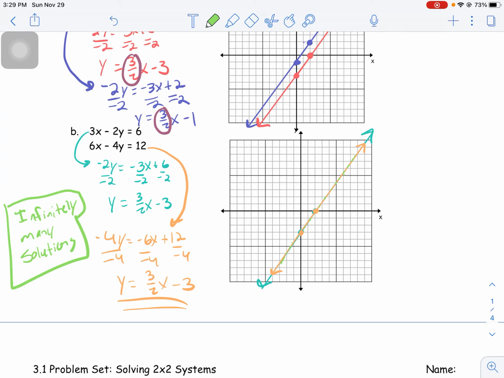Okay? One thing that gets tricky and some people want to say is they want to say all real numbers, but technically we can't say that, right? If we said all real numbers, that would say that 0, 1 is a solution, but if we go to 0, 1, it's not on either of those lines. All right? So we have to say infinitely many solutions here.